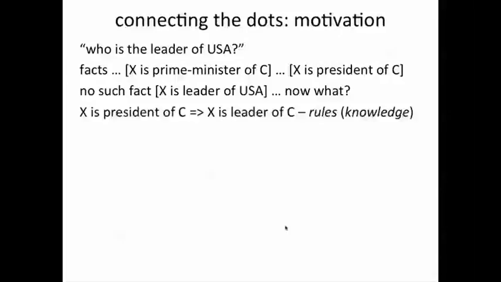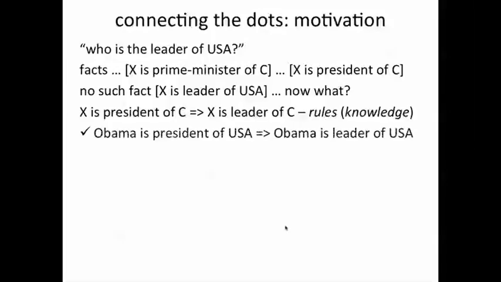So now what? Well, if X is the president of C, then X is the leader of C. The system might know such facts or rules which constitute its knowledge. As a result, combining a fact such as Obama is the president of USA, the system might be able to conclude that Obama is the leader of the USA. This is an example of reasoning. Taking facts and knowledge, which is rules, and combining facts and knowledge to come up with new facts.